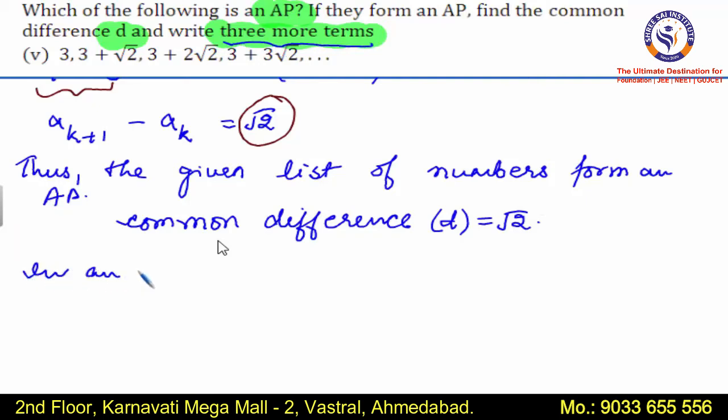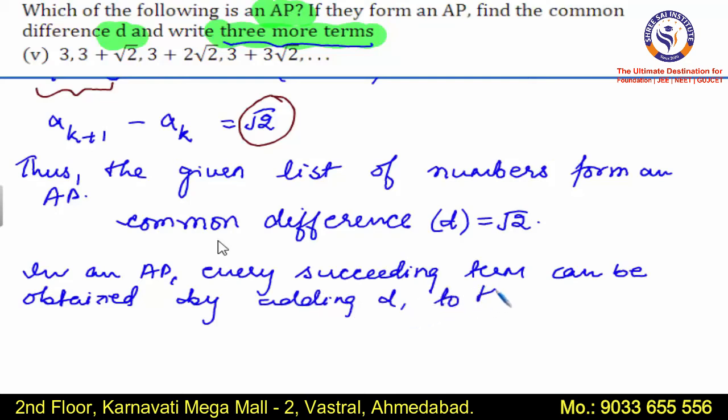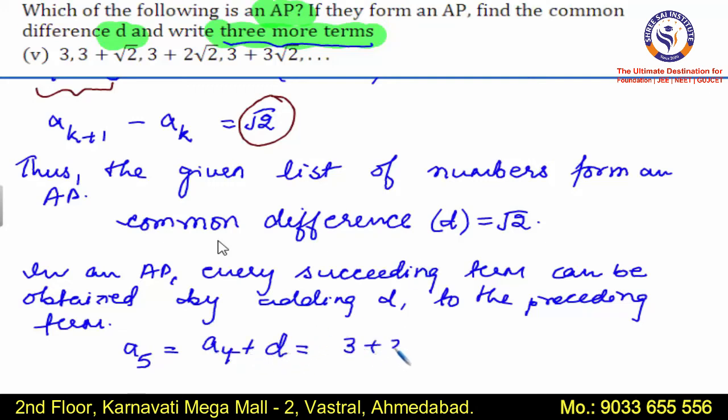And we know that in an AP, every succeeding term can be obtained by adding the common difference D to the preceding term. And we are already given 4 terms. We have to find the 5th term. So 5th term is given by adding the common difference D to the 4th term. The 4th term is 3 plus 3 root 2, and the common difference D is root 2. So this is equal to 3 plus 4 root 2.